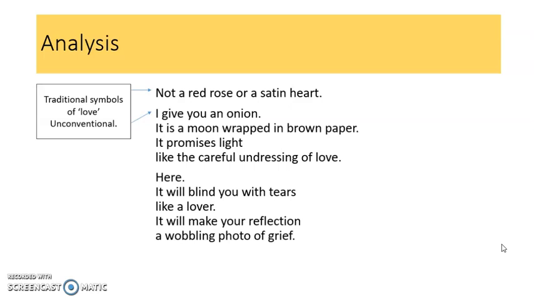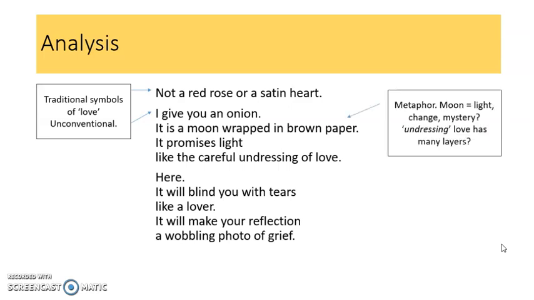The poem continues, and hopefully this idea of what the onion represents in her mind becomes clearer. It is a moon wrapped in brown paper. It promises light, like the careful undressing of love.